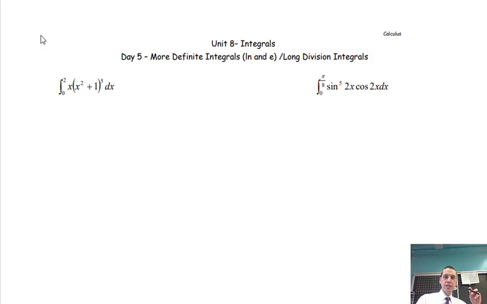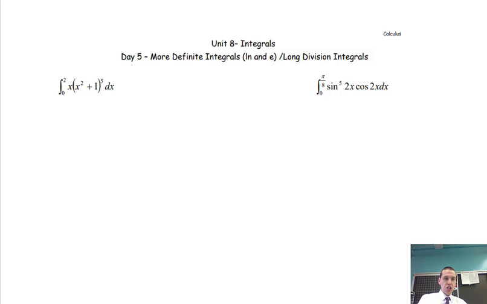We're going to be looking at some more definite integrals and some long division, which includes some completing the square. Exciting stuff, so let's get right into it. We have the integral from 0 to 2 of x times (x squared plus 1) raised to the 5th. It's not just a normal integral, so we have to use our only other method that we know how, which is u sub. As I go along, you can write along with me here.